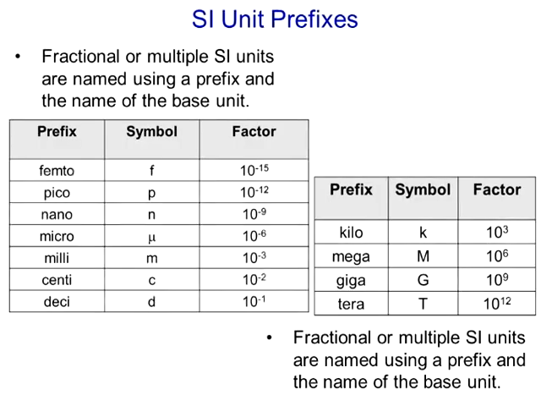This shows you the SI unit prefixes that you want to be aware of and what their meanings are. Fractional or multiple SI units are named using a prefix and the name of the base unit, and so you want to be aware of that. On the left side of this slide, you see the ones that are very small. You know they're always small. When you see 10 to the minus, that's going to be a small digit. For digits that are large, they'll be to the positive, which we show you on the right side. You do well to take a look at these and be familiar with them.